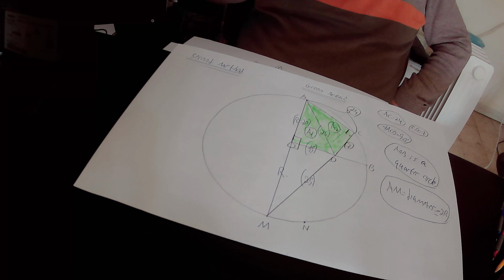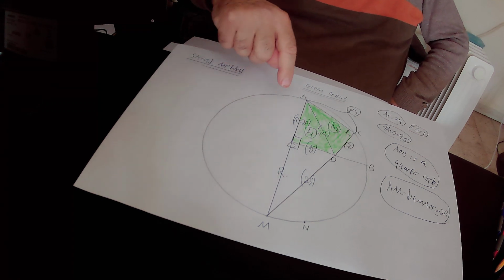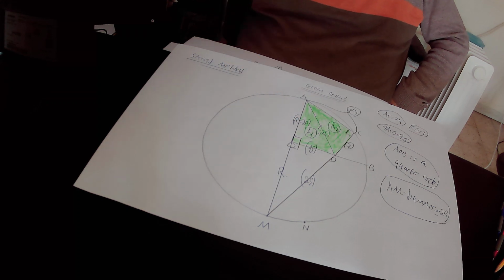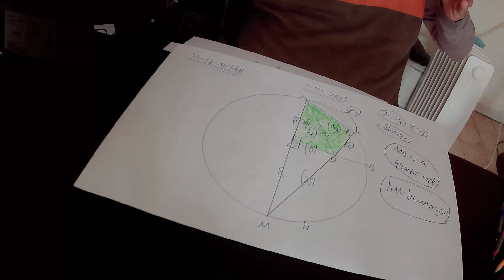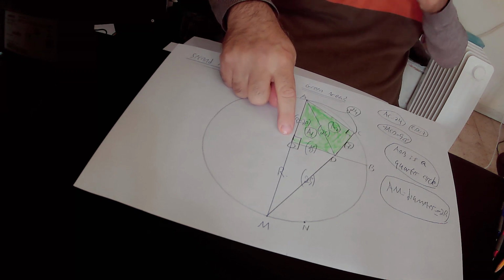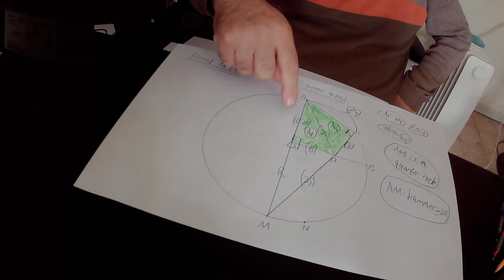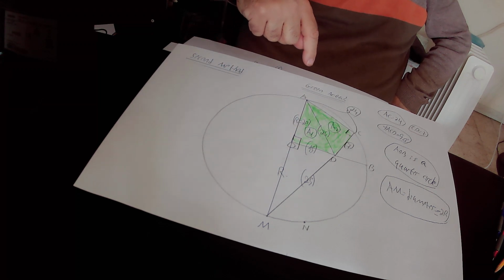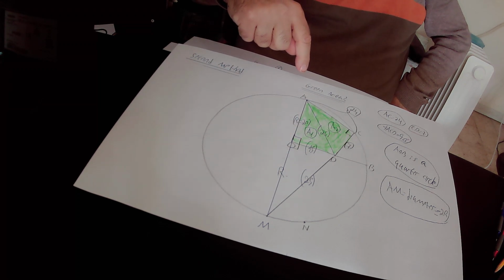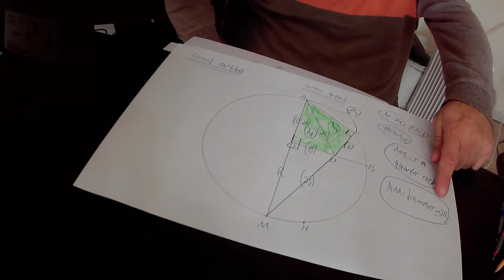Okay, and because AM is a chord that passes through point O, the center of the circle, any chord that passes through the center of the circle must be the diameter of the circle. Therefore AM is the diameter of the circle, and AM equals to R plus R, that is 2R. AM, that is the diameter of the circle, equals to 2R.